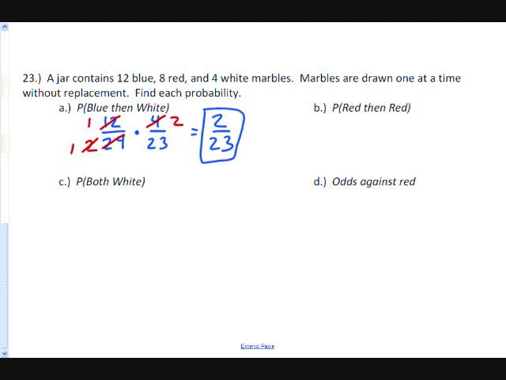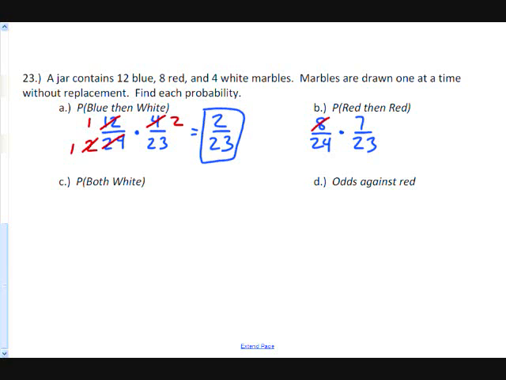In part B, we want the probability of red, then red. So the probability of a red, there's 8 red out of 24 total. So now I assume that I pulled one of the reds out, and it's without replacement. So that means I only have 7 reds left in my jar. I only have a total of 23 marbles left in my jar. Okay, so again, it changed the probability. These are dependent events. Then again implies and, so it's an and probability.